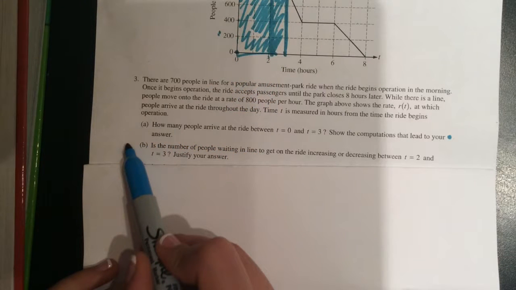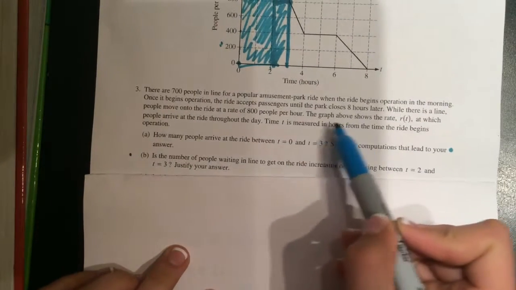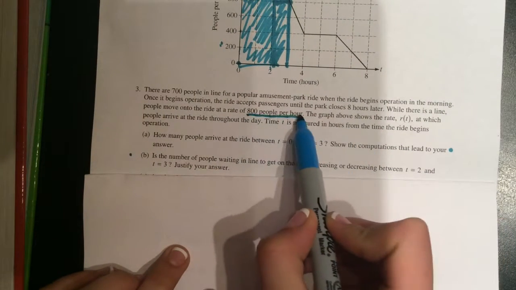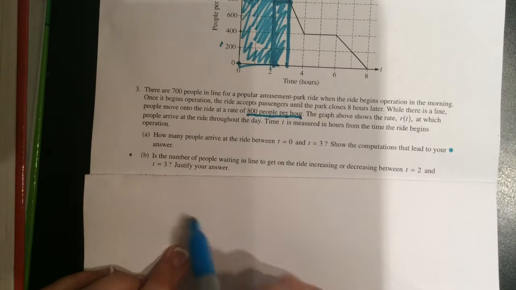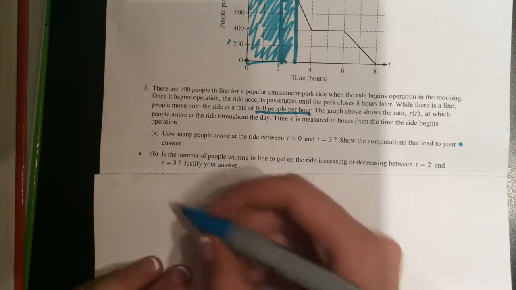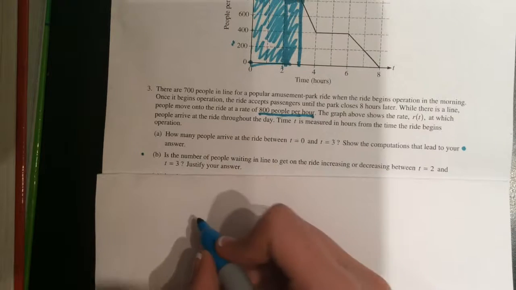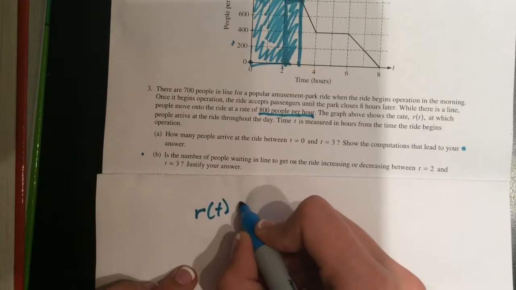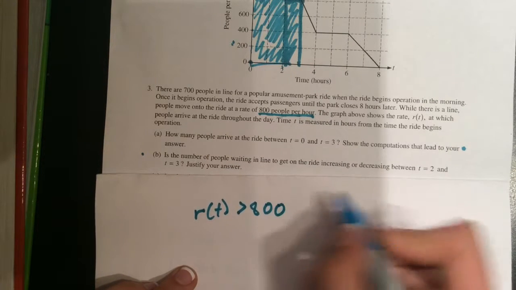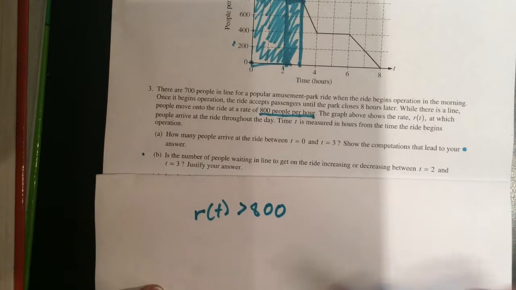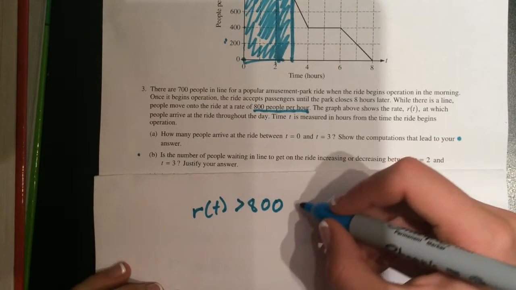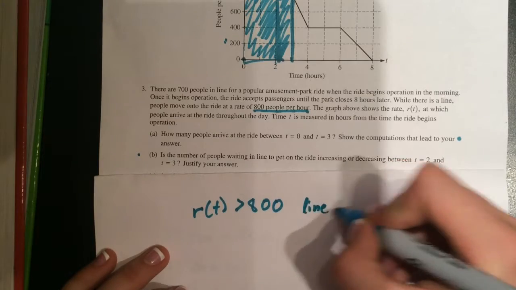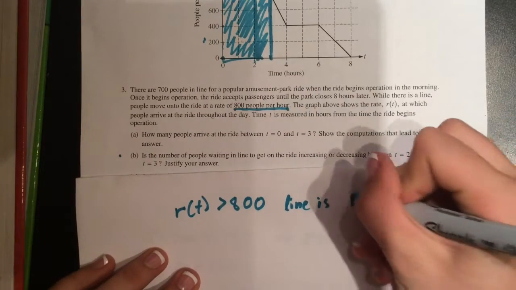So now for part B, the question is, is the number of people waiting in line to get on the ride decreasing or increasing between t equals 2 and t equals 3? So since the rate at which people ride the ride is actually 800 people per hour, we're just going to see if during that interval from 2 to 3, the rate at which people arrive in the line is greater than or less than 800 people per hour. And if it's greater than, then that means that the line is increasing rather than decreasing.